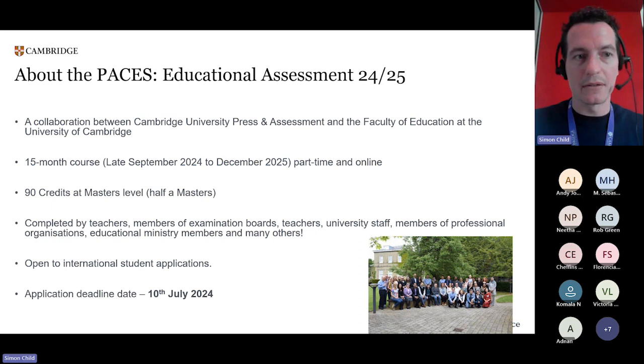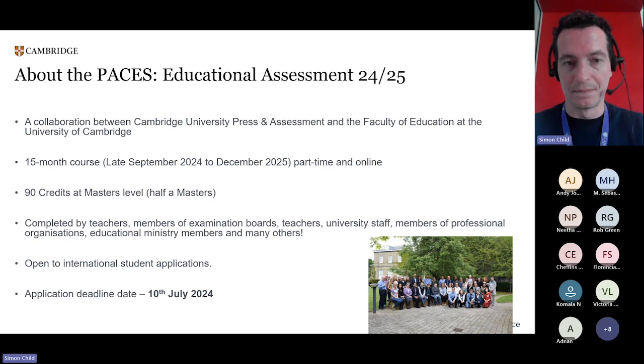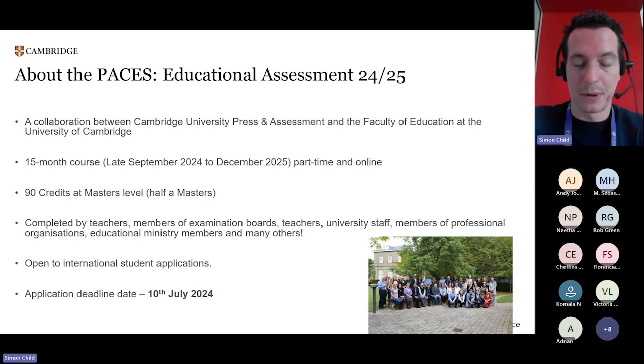So a very quick overview about the course itself. As I mentioned before, it's a collaboration between Cambridge University Press and Assessment and the Faculty of Education. The certification that you have for the course is through the Faculty of Education. So it's a University of Cambridge qualification through what's known as the Practical Professional Development Scheme.